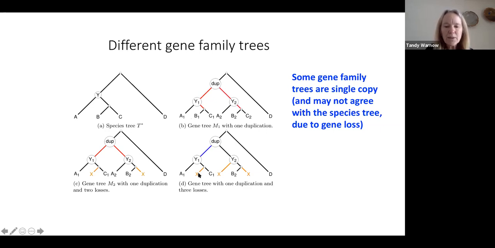It's lost a copy of B, it's lost a copy of A, it's lost a copy of C. So this is a single copy gene tree. It doesn't have any duplicate copies, but it is not the same as the species tree. So you can get single copy gene family trees that are not identical to the species tree. And that is actually problematic because you might think it should be the species tree, but it's not. Okay, so single copy gene family trees don't have to agree with the species tree. Losses can really complicate stuff.